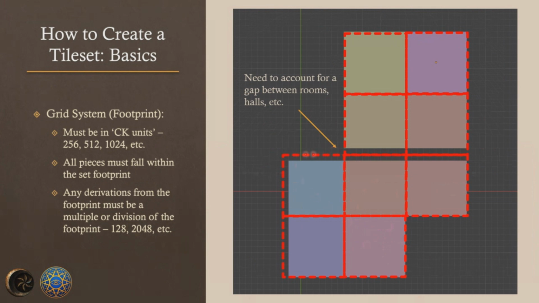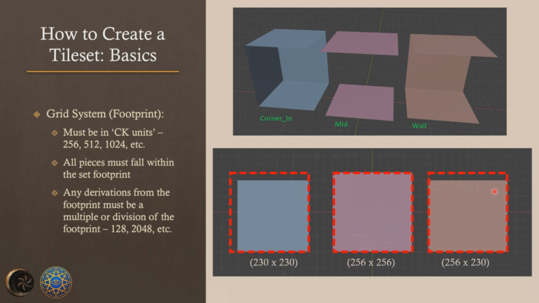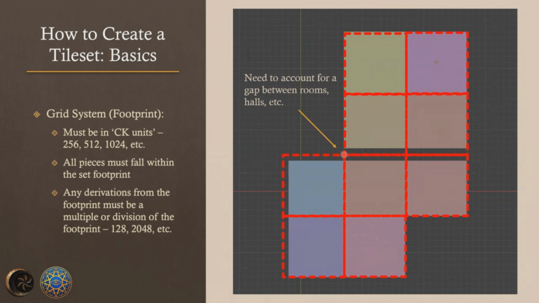But when you start to do it, you want to make sure that there are gaps between your walls. So these here are wall pieces. These are also wall pieces, whereas this one right here is a mid piece, and these two are mid pieces. If you were to have this wall piece go all the way to the edge of the footprint, then you would have Z fighting here in a 3D space.